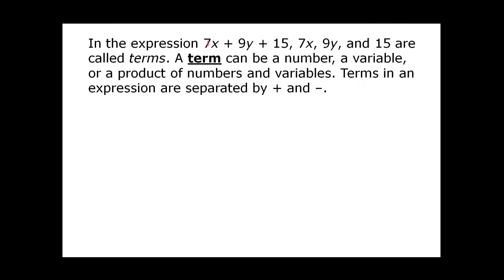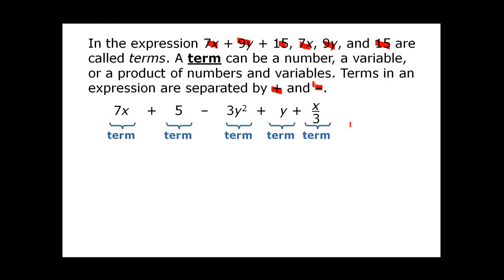Imagine it like a train, and these are all the cars of the train. The relationship between them will be plus and minus. Here we have 7x plus 5 minus 3y squared plus y plus x over 3. Each part here we call a term.